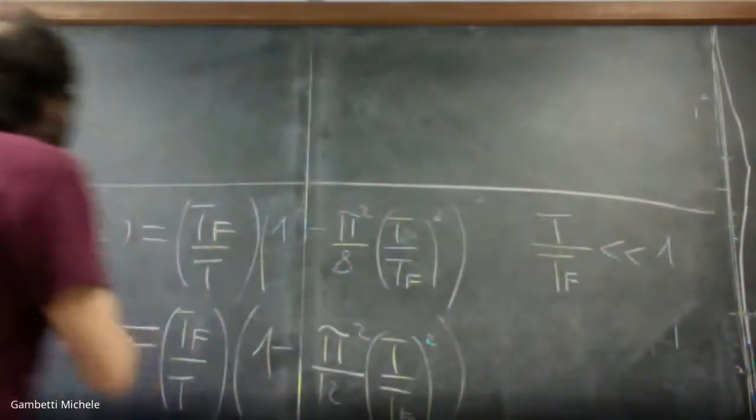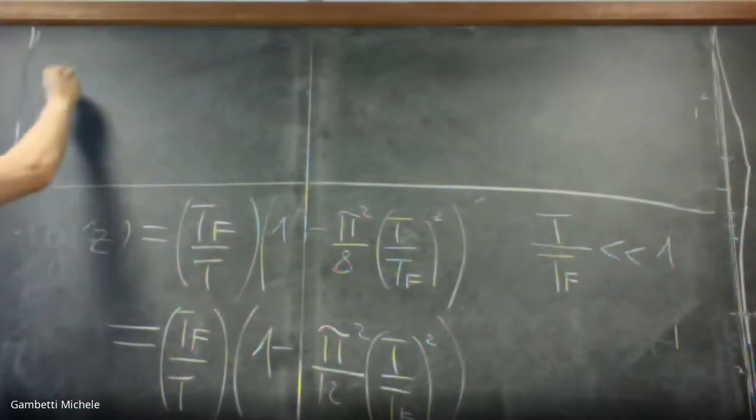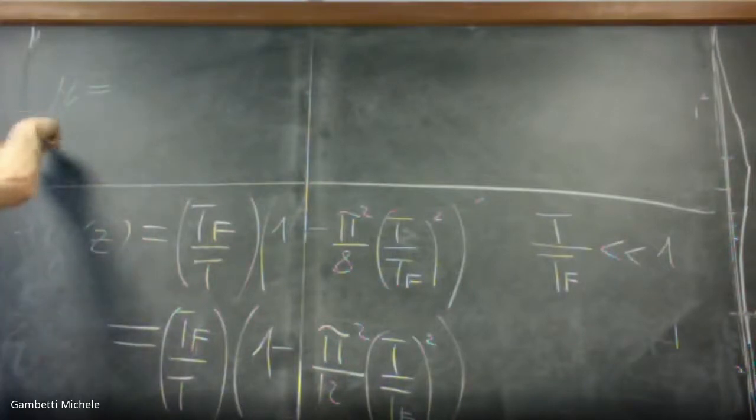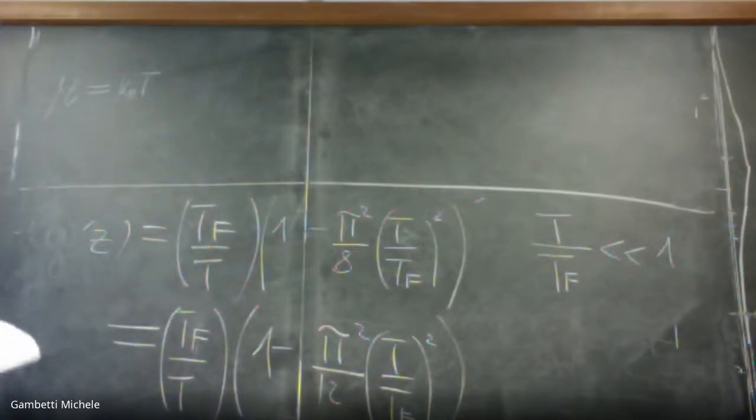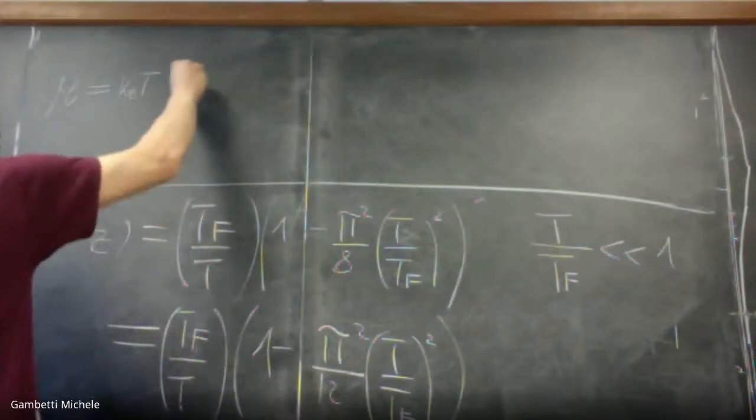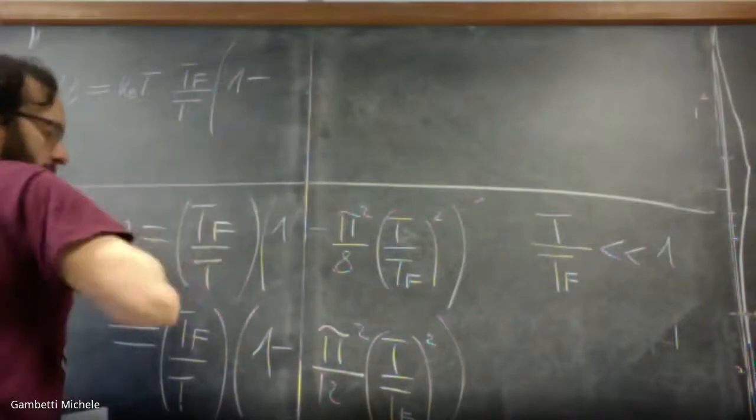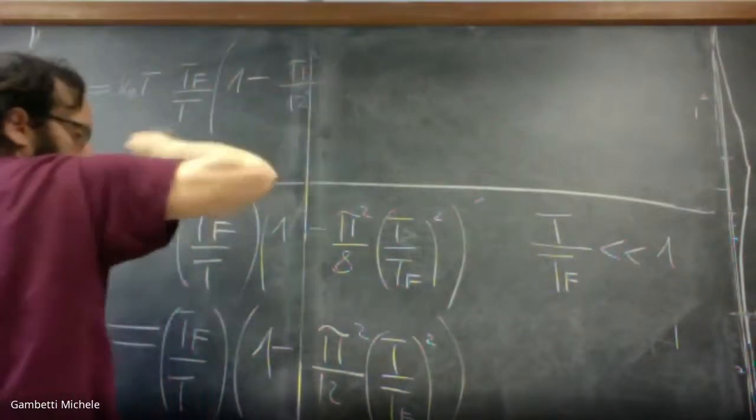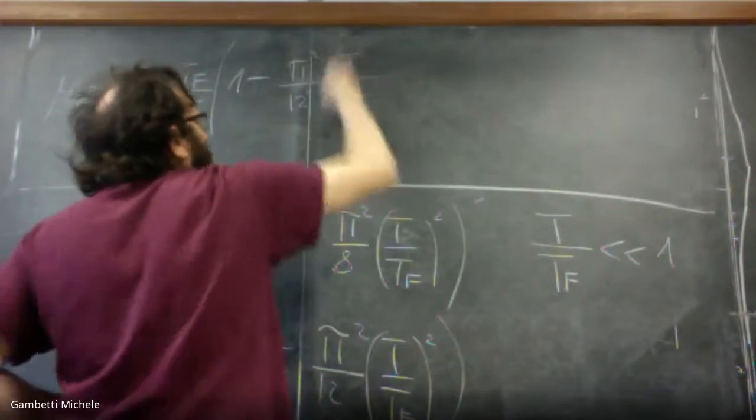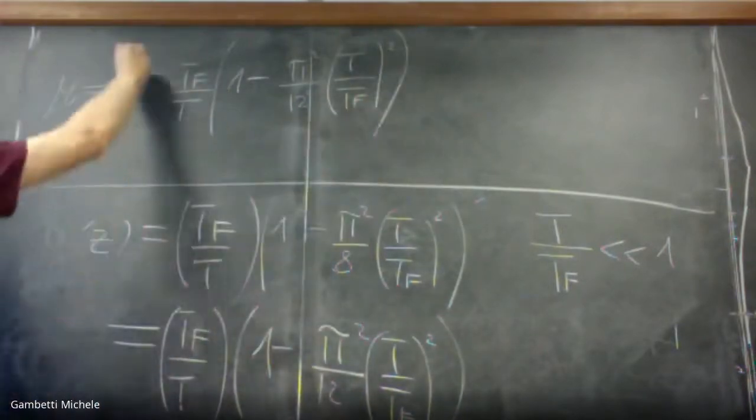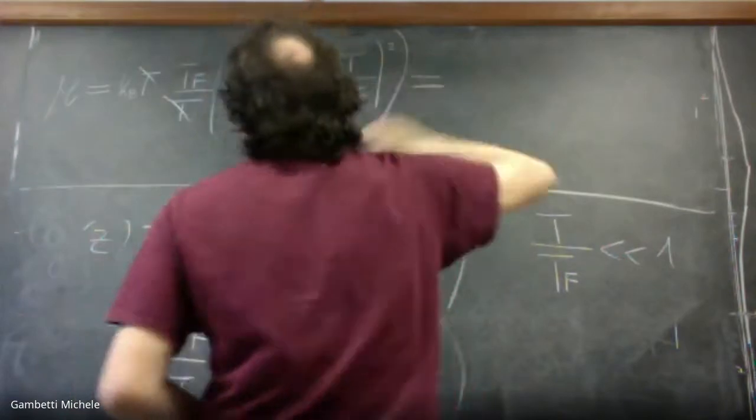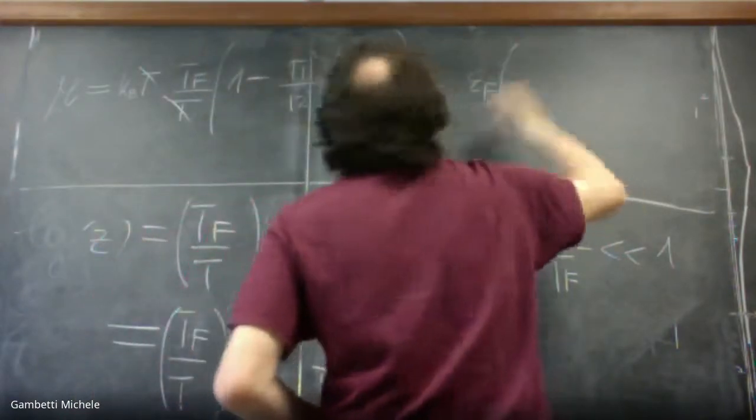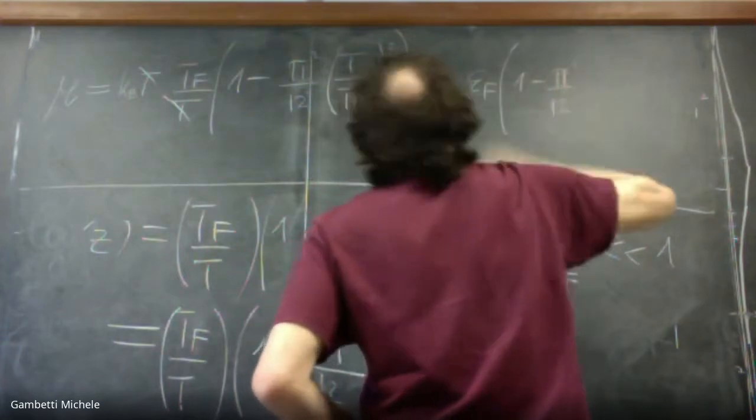Now remember that z is the fugacity, so when I do the log, actually it is mu divided by beta, therefore mu divided by beta. So I will have a kBT, if I want to collect to find mu, kBT, then I have Tf divided by T, and 1 minus pi squared over 12 times T over Tf squared. So then this goes away, and kB Tf is by definition the Fermi energy. So this is now equal to the Fermi energy times 1 minus pi squared divided by 12.